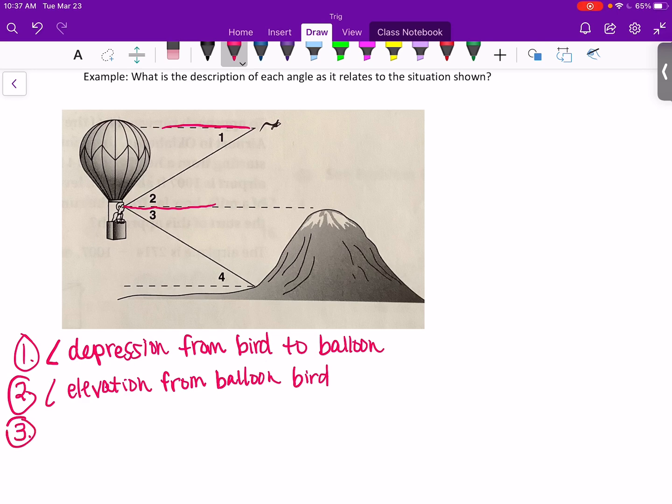Angle 3 is below that same horizontal line. That is the angle of the boy looking down to the ground. So this is an angle of depression from the balloon to the ground.